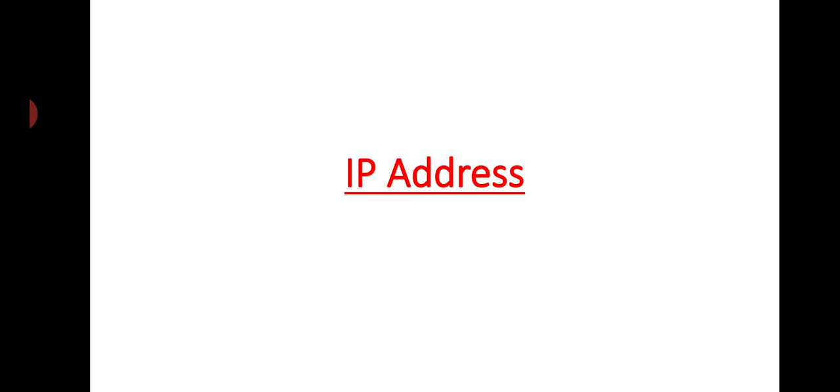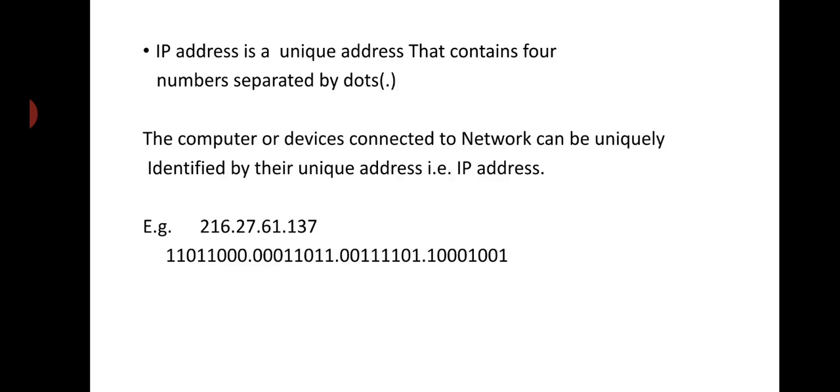Now, see what the IP address is. An IP address is a unique address that contains four numbers separated by dots. The computer or device connected to a network can be uniquely identified by its unique address, that is, the IP address.